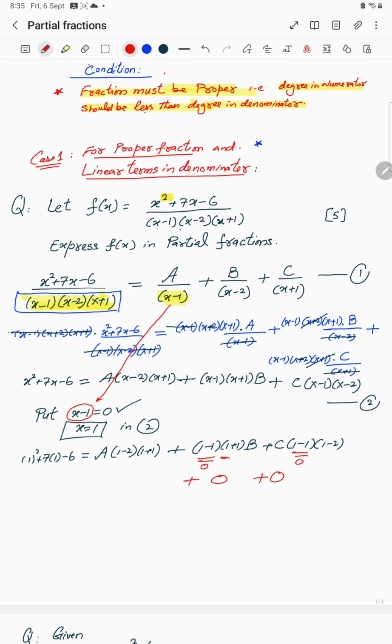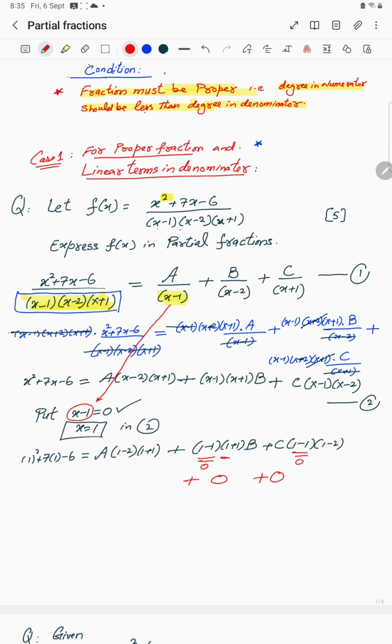substitute the linear term equal to 0, if it is in the denominator of A, then you will get the result of A. If it is in the denominator of B, you equate it to 0, you will get the value of B. And if the term which you equate to 0 is from C, then you will get C.